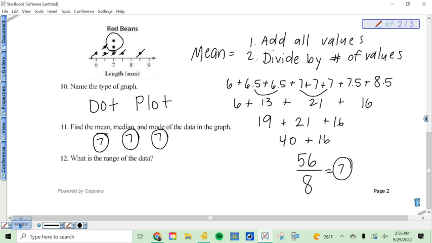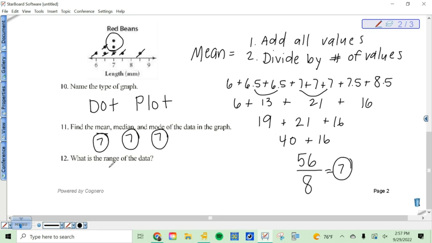Can you ever have more than one median? No, only one median. Only one median. You won't get in trouble, but you will get it wrong. So we find the average if there's 2 numbers in the middle. Can you have more than one mode? Yes. That might be a good thing to write down. Only one median. You can have more than one mode.